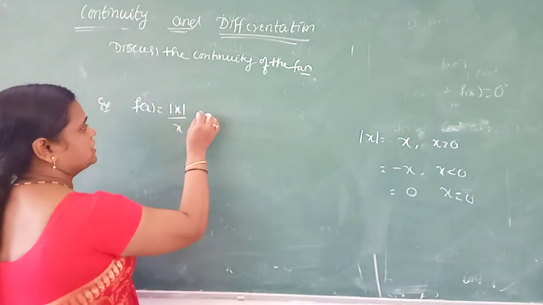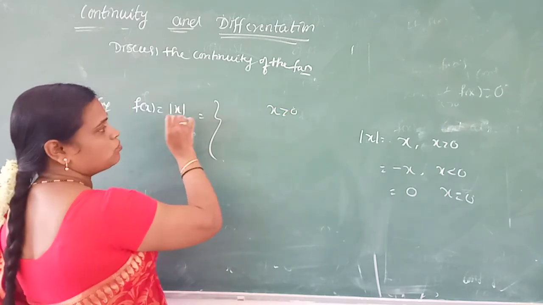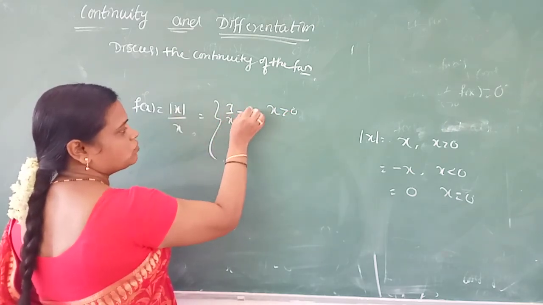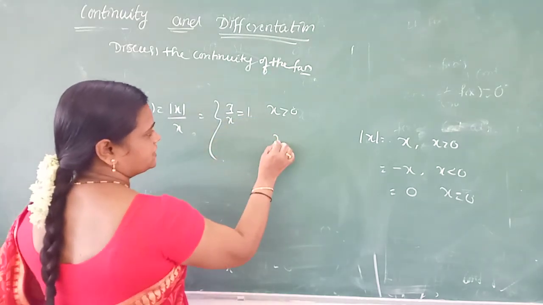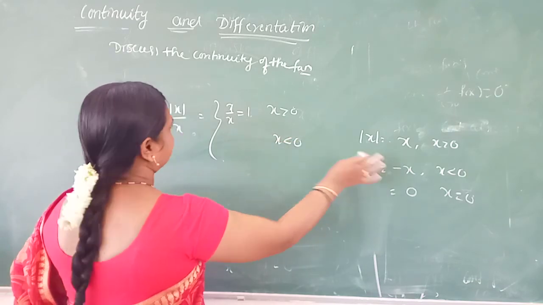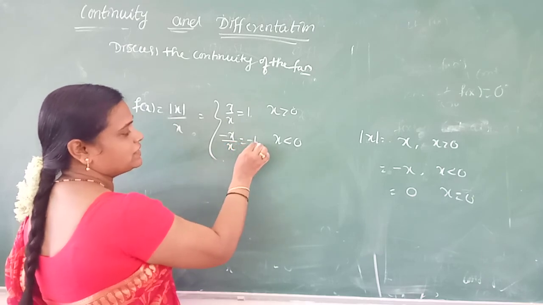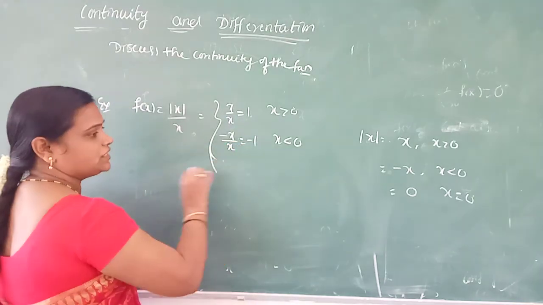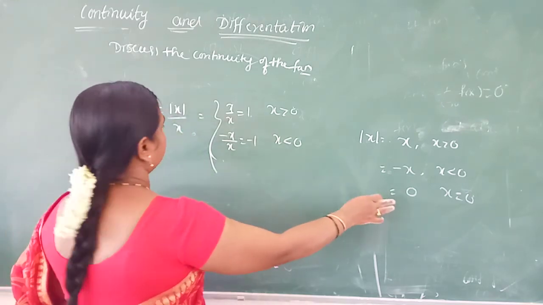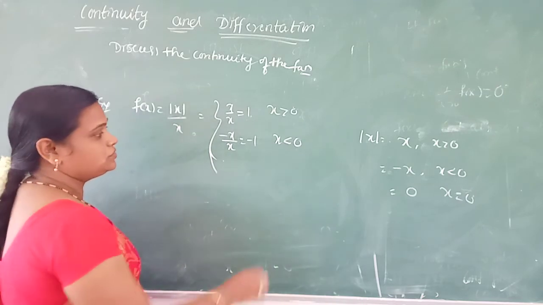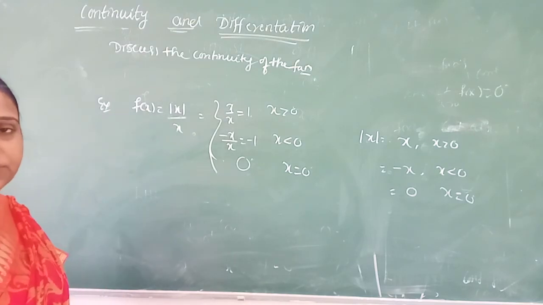Next, I will apply it here for more than 0. For more than 0, mod x is x, so x by x. What will we get? It is 1. Correct. Next, for less than 0. For less than 0, what is the value? Minus x. Means instead of mod x, we are writing minus x by x. What will we get? Minus 1. Okay. And at x equal to 0, we get 0.